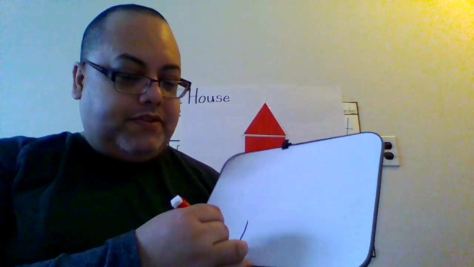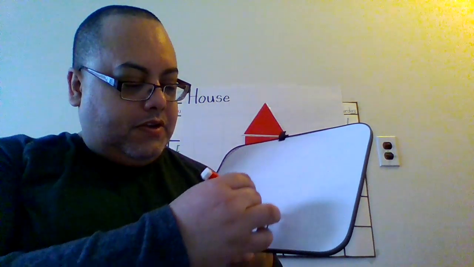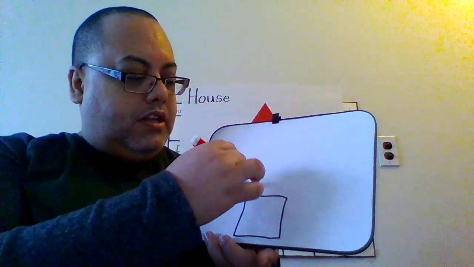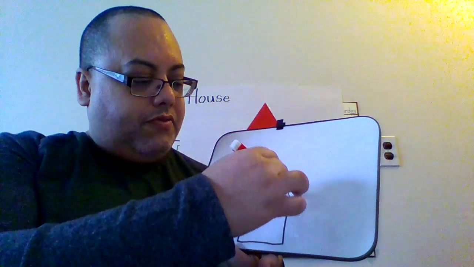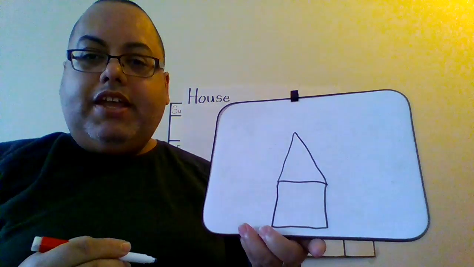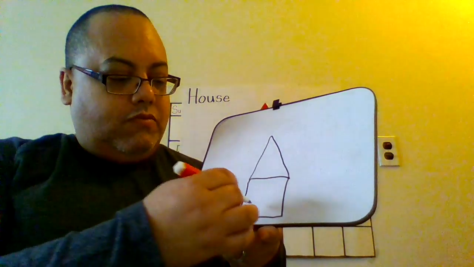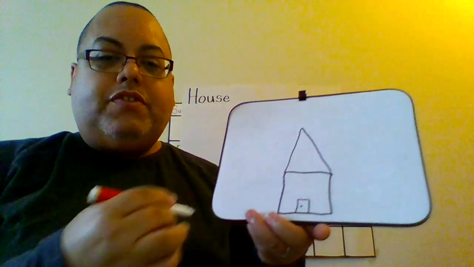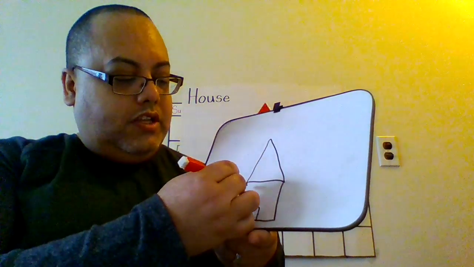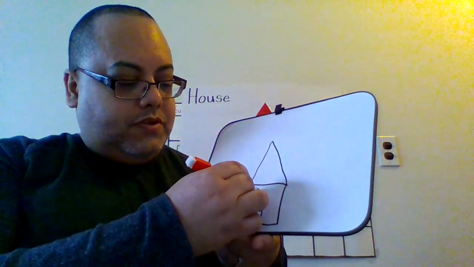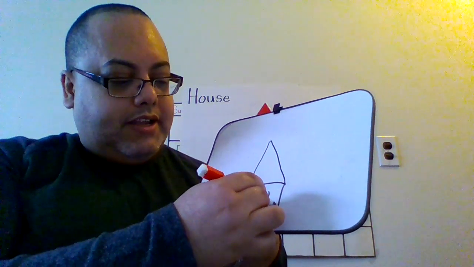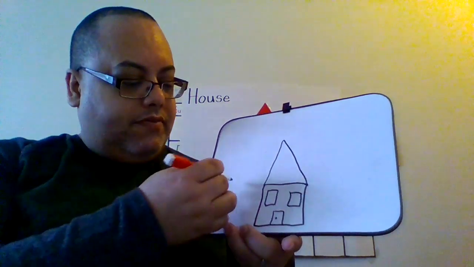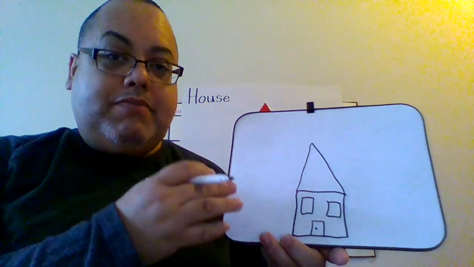Let's start again with a square. That square needs a roof. It has to be a triangle. We need a door. The door has to be a rectangle. I also need windows. Windows can also be rectangles. But I don't want to leave it there. I want to be able to create details in my picture.